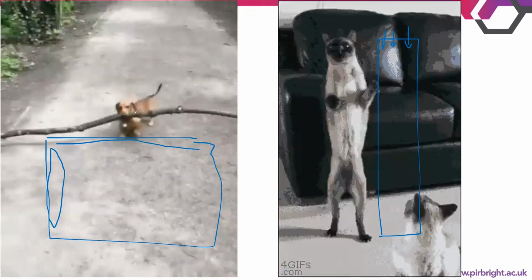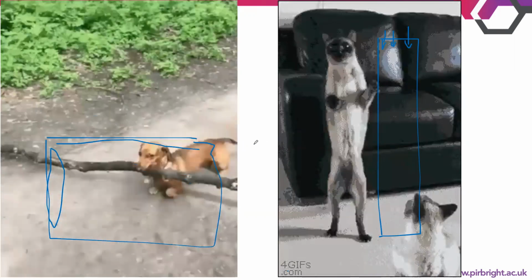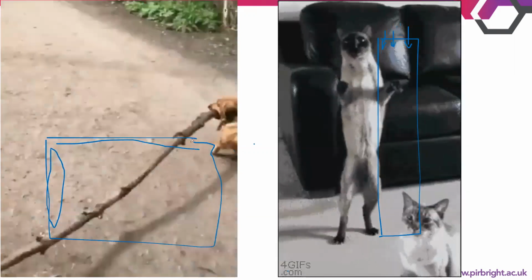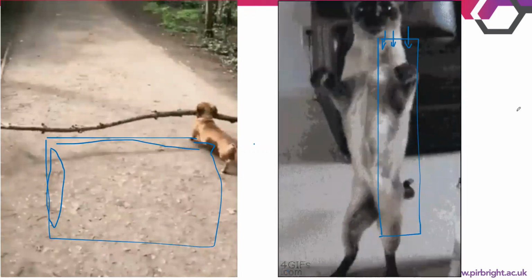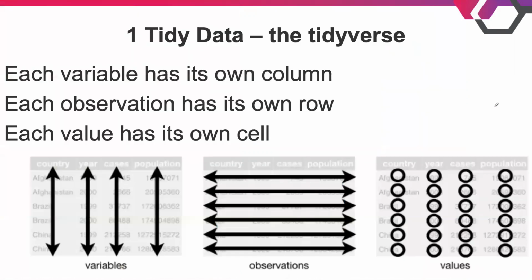As you can see there, long data and how it's different from wide data. So the central principles behind TidyData are that each variable has its own column, each observation has its own row, which means the data are very, very long, and each value has its own cell.